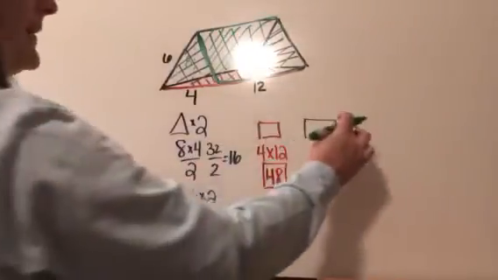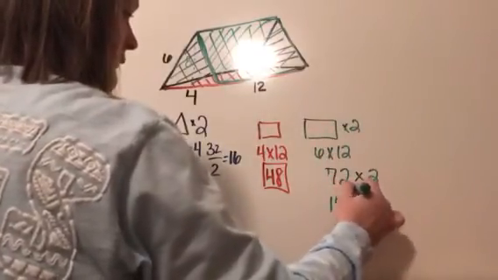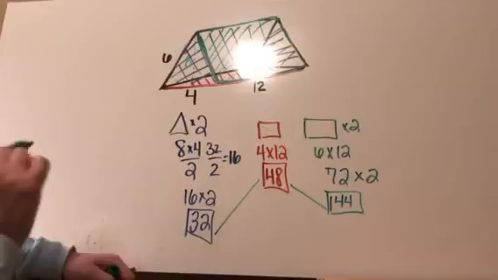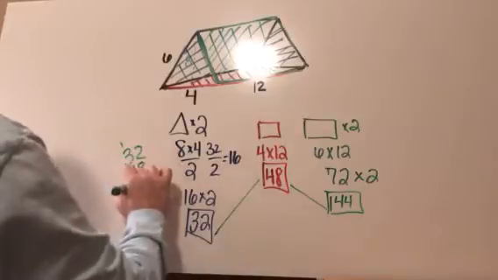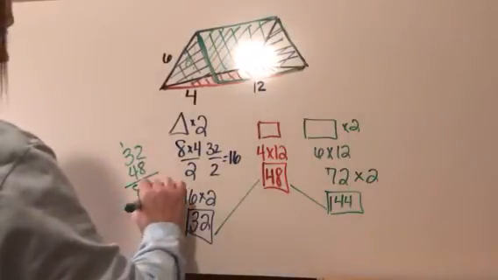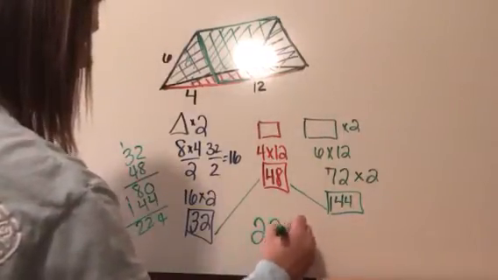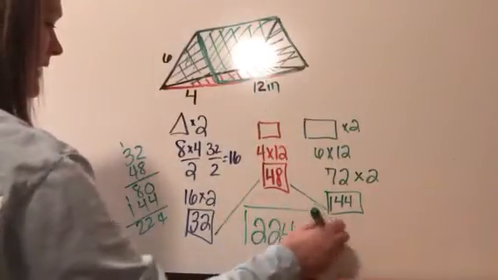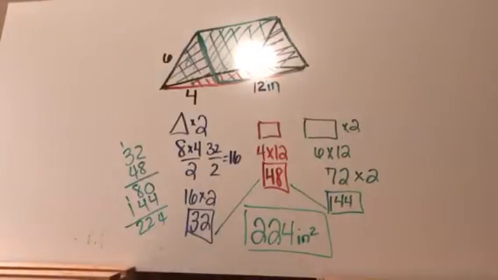Okay, now we're going to multiply that by 2 because we have two of those, which is 144. Now you need to add these three numbers up. So 32 plus 48 is 80. 80 plus 144 is 224. And if we said this was in inches, it would be inches squared because it is area. So 224 inches squared.